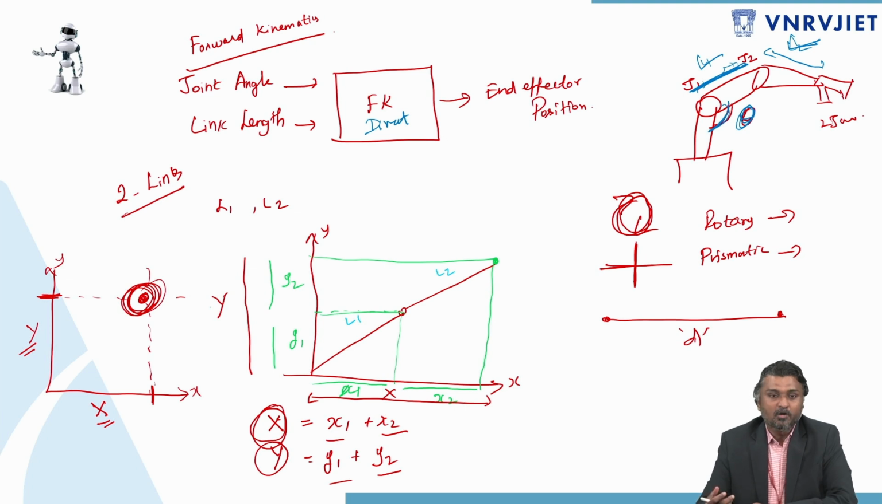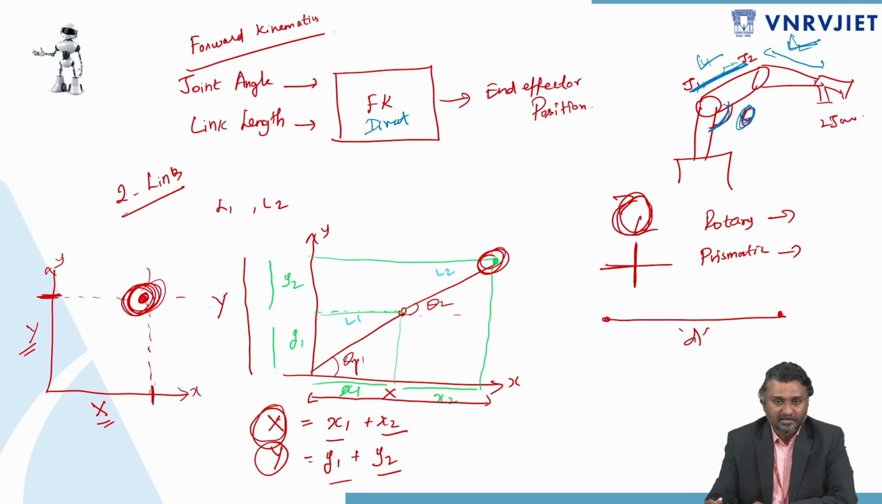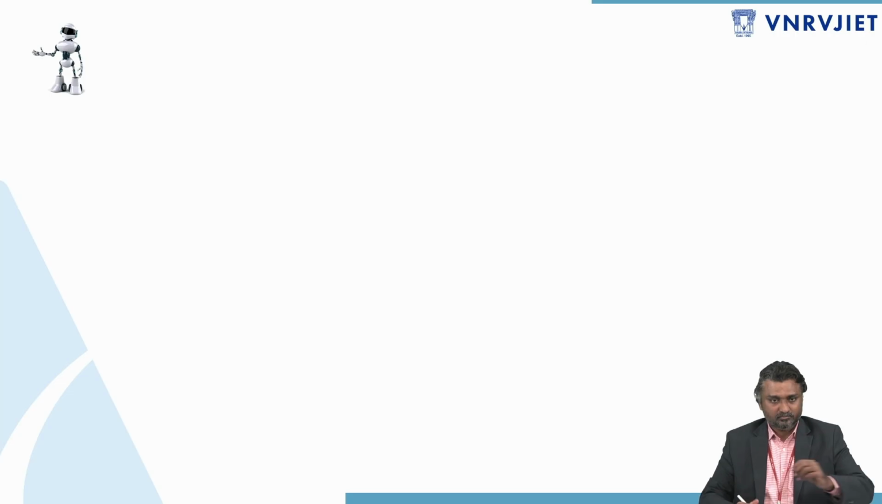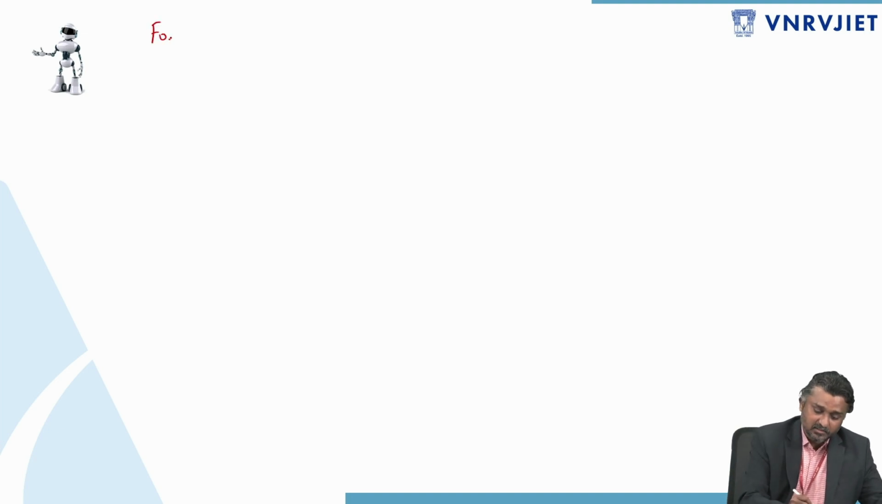So this is the forward kinematics. Clear? Now I know the end effector position. Based on that, I have to identify theta 1 and theta 2. That is the inverse kinematics. Clear? Based on the end effector position, you identify the joint angles. That is the inverse kinematics. Now I will explain how to identify the kinematic equation for the 2D arm. That is the forward kinematics for the 2D arm.